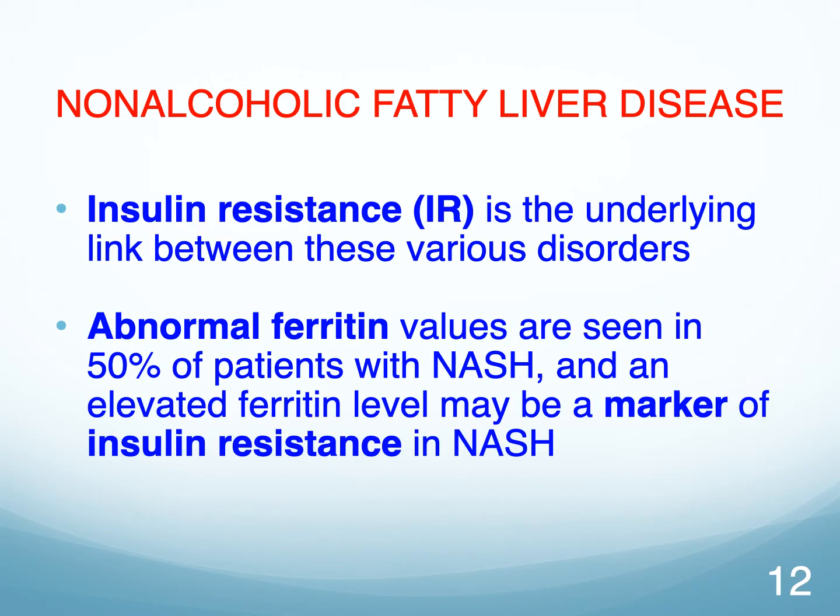Insulin resistance is the underlying link between various disorders, and abnormal ferritin level. If you are the attending physician, you see patients with fatty liver on ultrasound who came in with vague right upper quadrant pain, and you ordered ferritin levels. When you have an abnormal ferritin level, this may give you a clue that your patient has insulin resistance, even though the patient is not that obese.